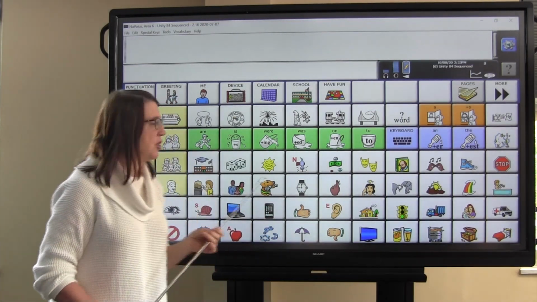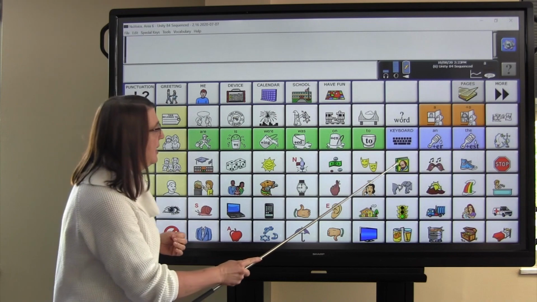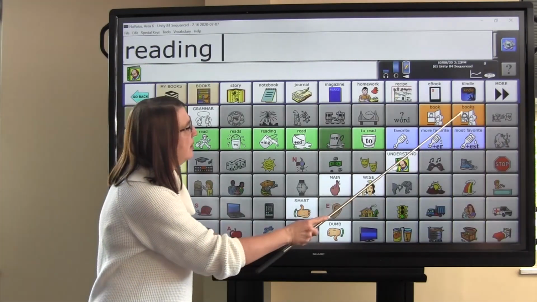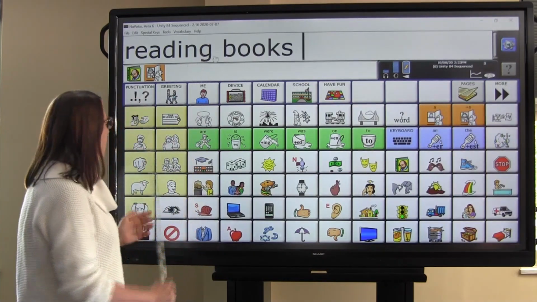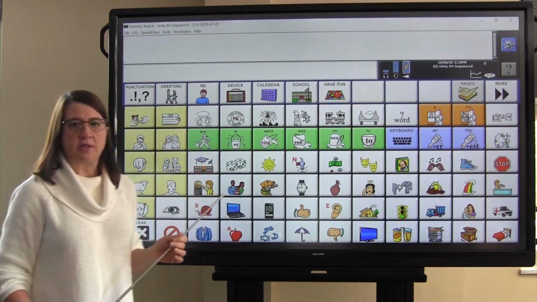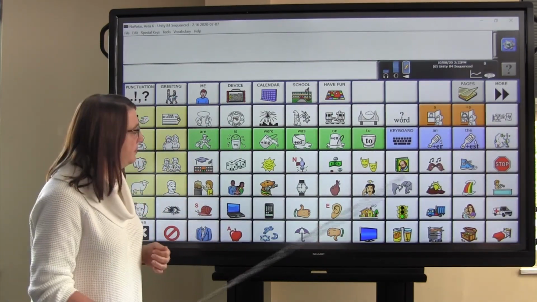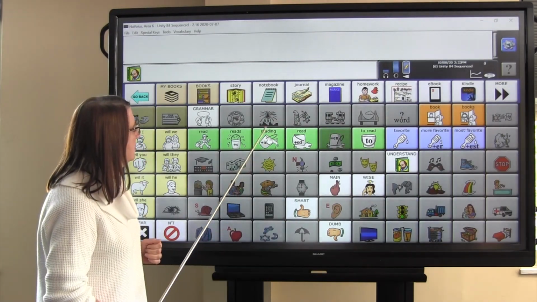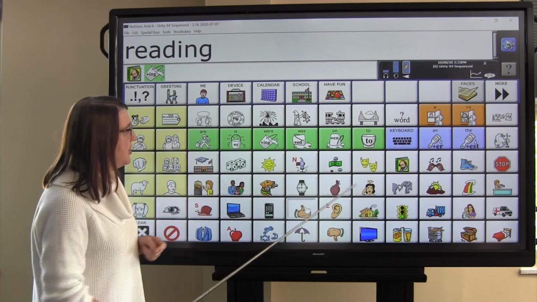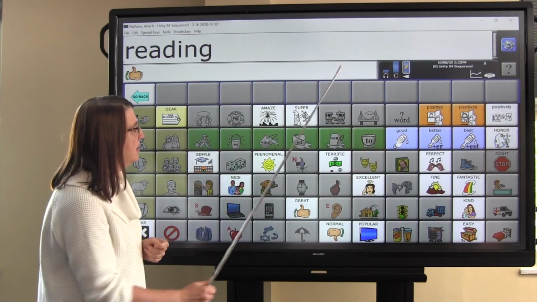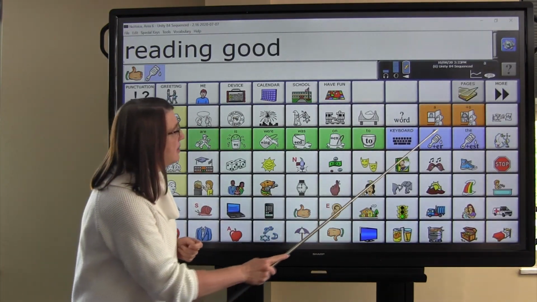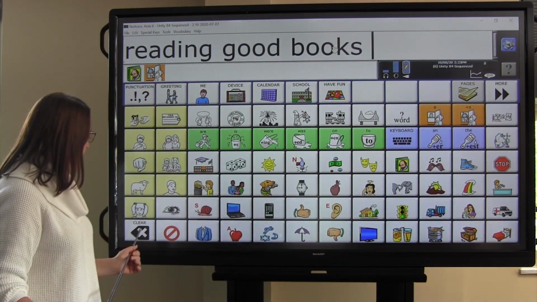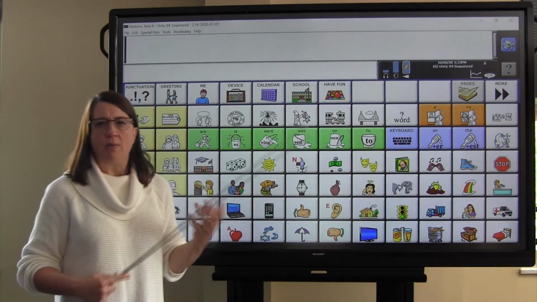Let's go ahead and see what kind of phrases we can generate now that we know all of these different parts of speech. We could say reading books. We could also say reading good books. So let's do reading. Thumbs up plus adjective for good. And books. Reading good books.